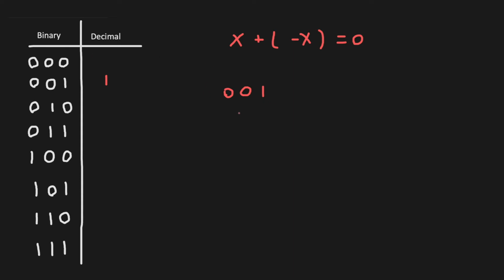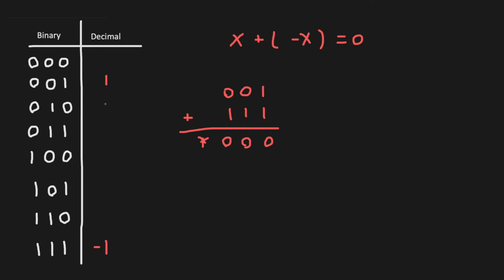Well, if we know that 1, 1, 1, if we add the numbers together, it'll actually equal this number. And since it's a 3-bit system, we can just get rid of the 4th bit. So we see that 1, 1, 1 plus 1 is equal to 0. And therefore, we know that 1, 1, 1 is equal to negative 1.